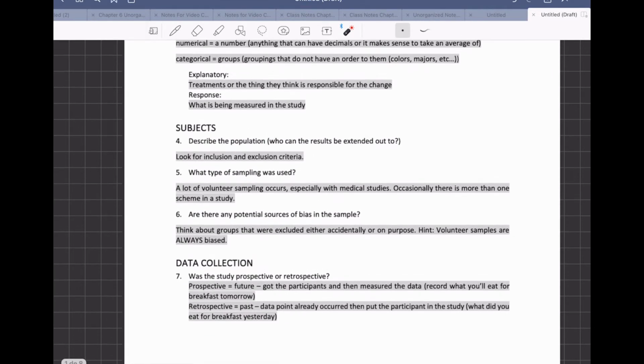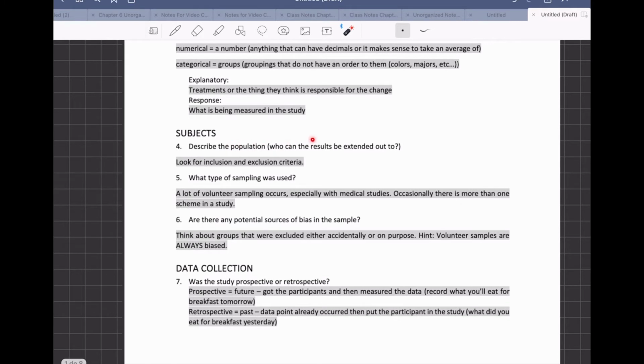Number four, describe the population. This is important: who can the results be extended to? I mean, what is the extent of the results? Even when we have some significant effects given the study, to what population can they be extended? By reading and taking into account how the sample was taken, usually we can respond to that question.